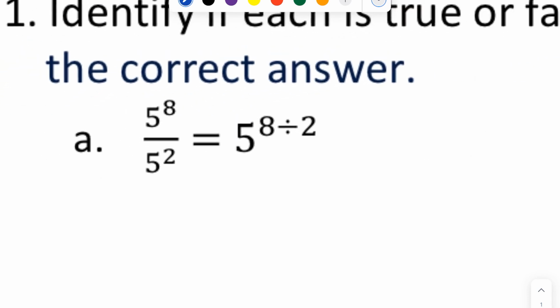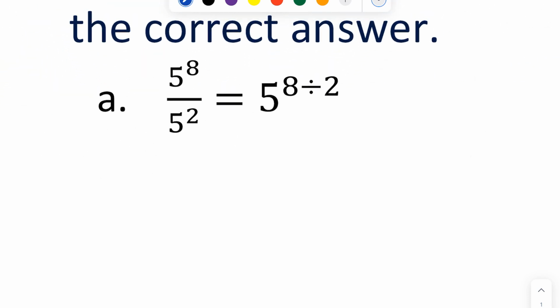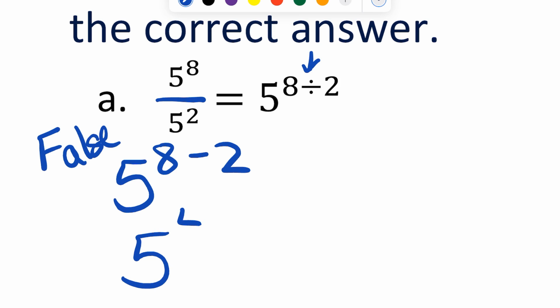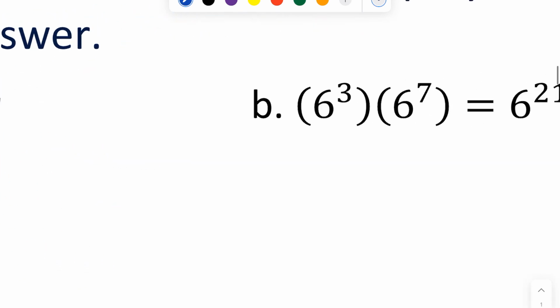So looking here, the bases are the same. We've got a division symbol here, but we don't divide the exponents. We actually subtract the exponents. So this would have been false. So let's make it correct. So 5 to the 6th power is what it should have been.